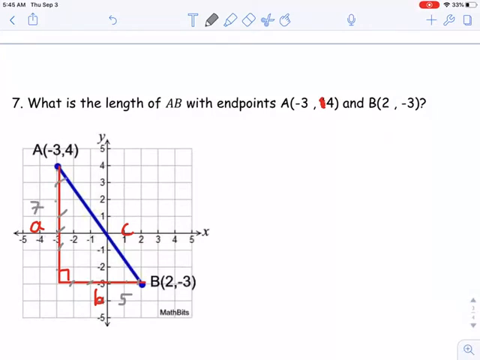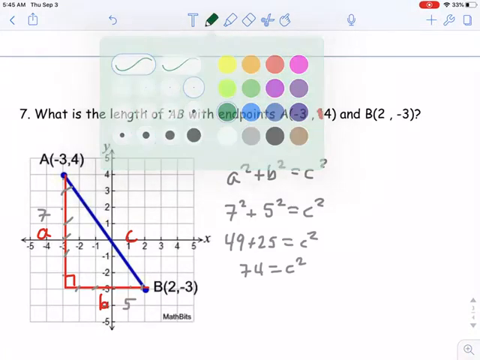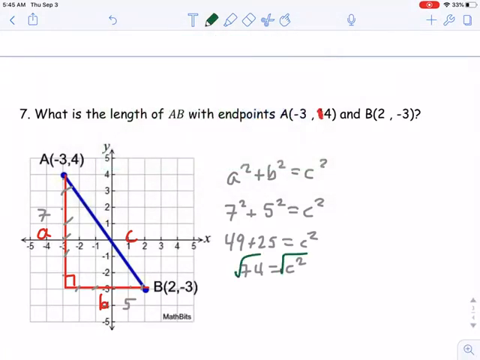For the Pythagorean theorem shortcut, we just create a right triangle. A squared plus b squared equals c squared. I'm going to get 7 squared plus 5 squared equals c squared. 49 plus 25 is going to be 74. Take the square root. You've got to use a calculator for this. And it's about 8.6.